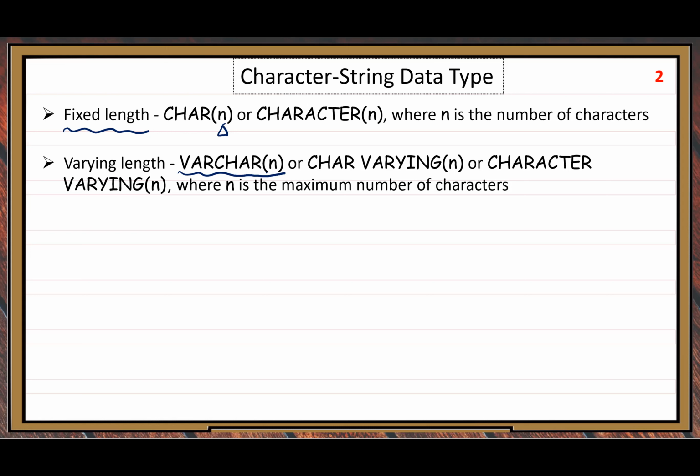In real world applications, most of the time we use the varying length string data type. For flexibility, we can set the maximum number, but we do not need to use that many, just up to that number.